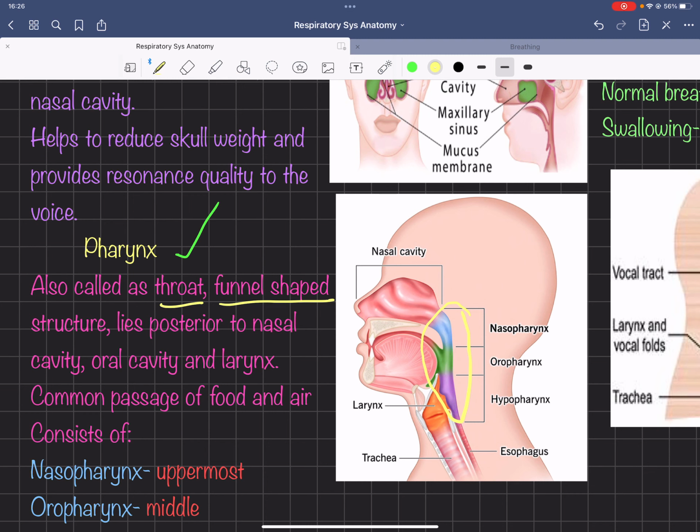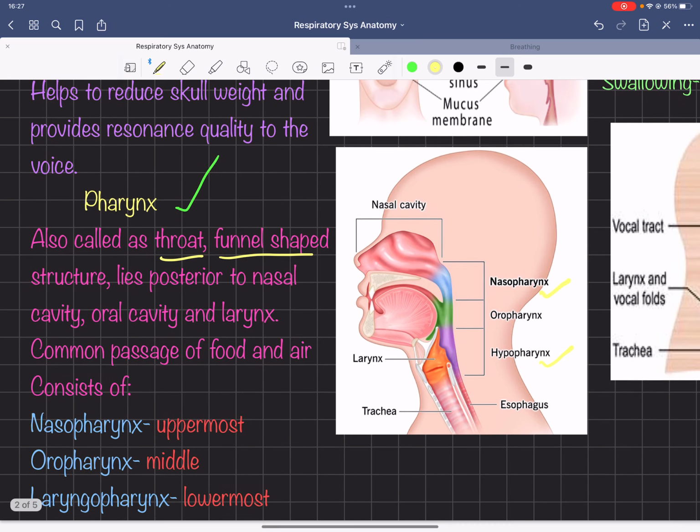It lies posterior to the nasal cavity, and extends from the nasal cavity to our larynx. Posterior to the nasal cavity is the nasopharynx, posterior to the oral cavity is the oropharynx, and posterior to the larynx is the laryngopharynx, also called the hypopharynx. So in this way, the pharynx is located posteriorly to different structures of the airway. The nasopharynx is the uppermost, the oropharynx lies in between the nasopharynx and the hypopharynx, and the hypopharynx lies in the lowermost part of the pharynx.